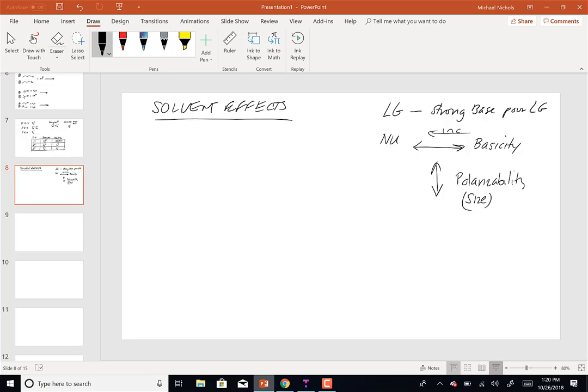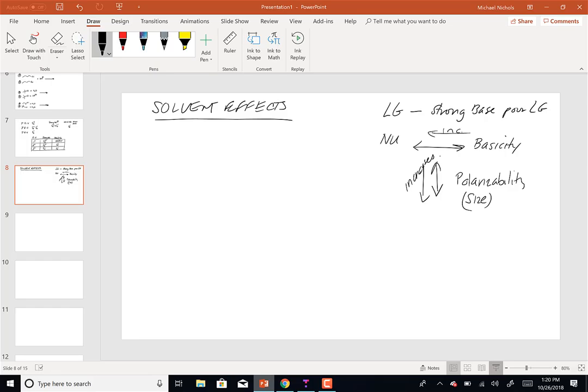So how does polarizability affect nucleophilicity? Does it increase going down, or does nucleophilicity increase going up? Down. Okay, so going down, it increases. So we have to keep that in mind in terms of whether the leaving group is going to be better or worse, and whether the nucleophile is going to be stronger or weaker. And for nucleophilicity, it depends on whether I'm comparing horizontally or vertically.